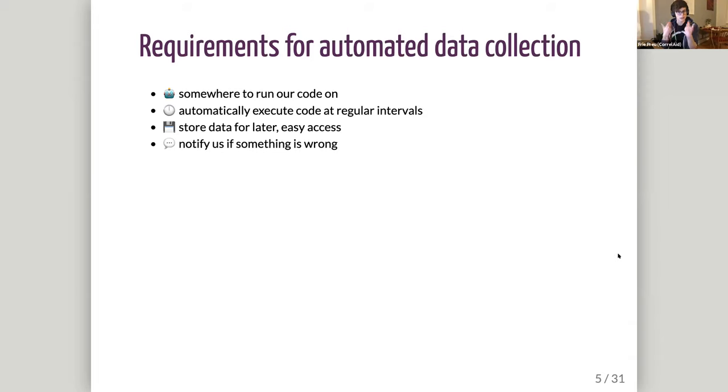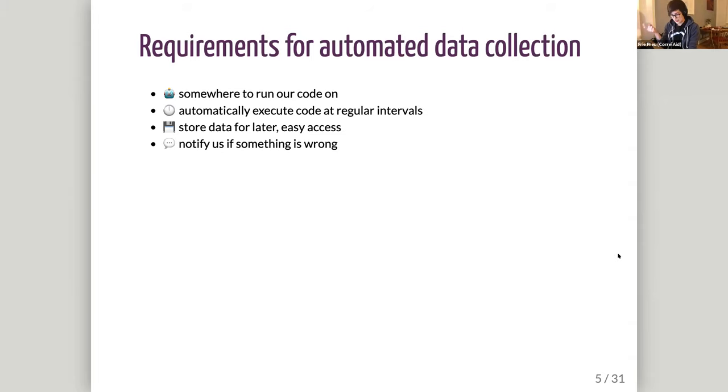Then you need some form of program that automatically executes your code at regular intervals. Then we need a way to store the data. And in our case, there was also the additional requirement that it was easy access, right? It should not be somewhere deep down on a server where you have to log in 5 times before you can access the data. It needed to be very easily accessible because Jan needed to access it from the website.